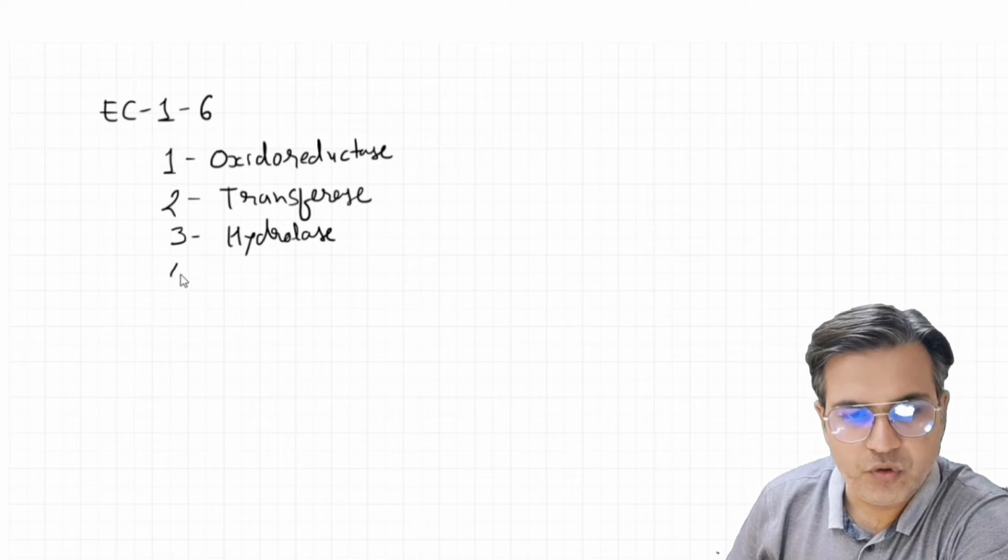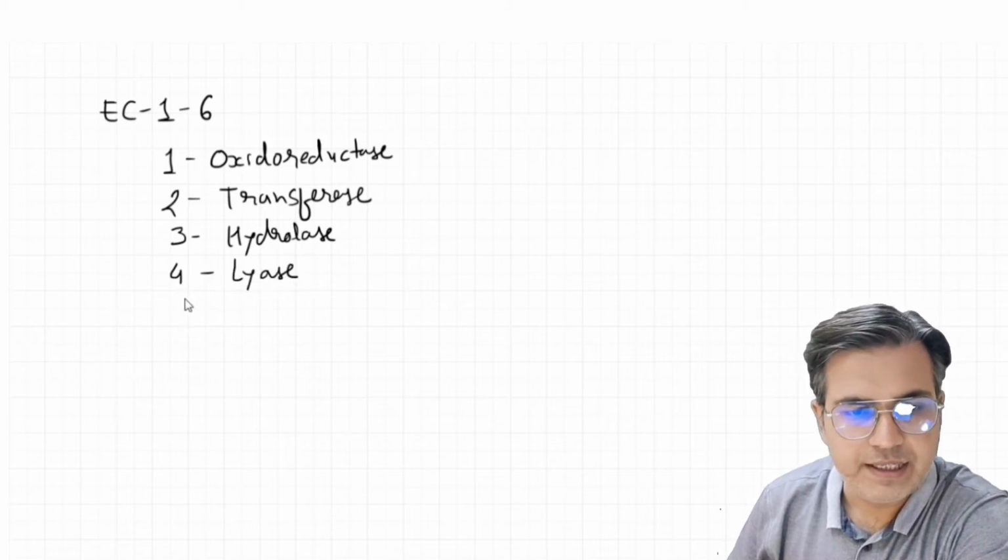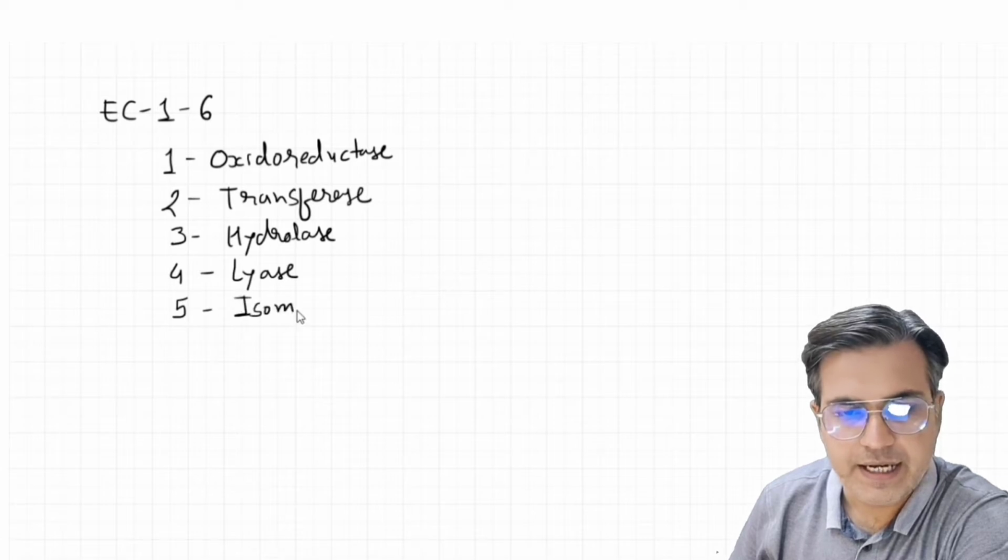Enzyme commission 4 is lyase. Enzyme commission 5 is isomerase and 6 is ligase.